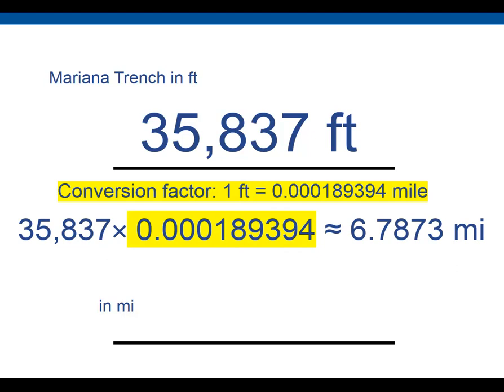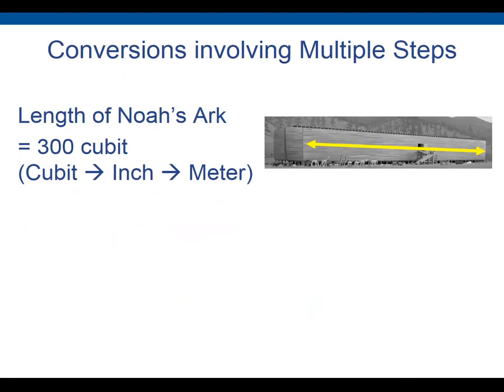So what can we do? We just simply multiply 35,000 times 0.00189, which means 6.7873 miles. So in miles, rounded to two significant figures, 6.8 miles. Okay, cool.